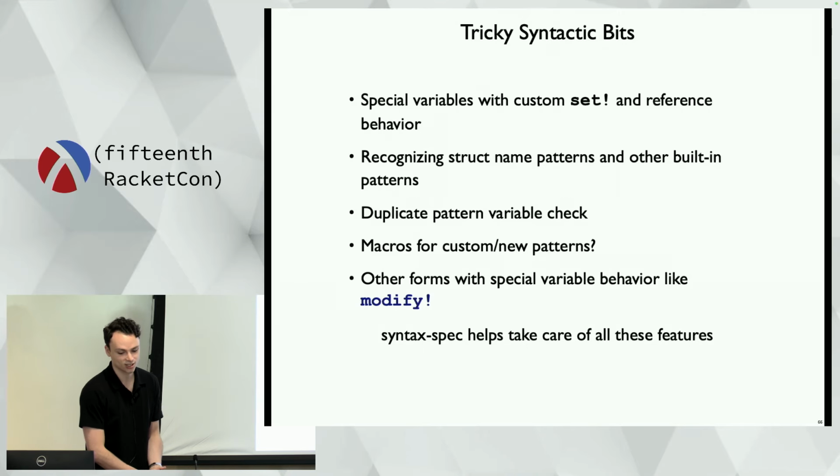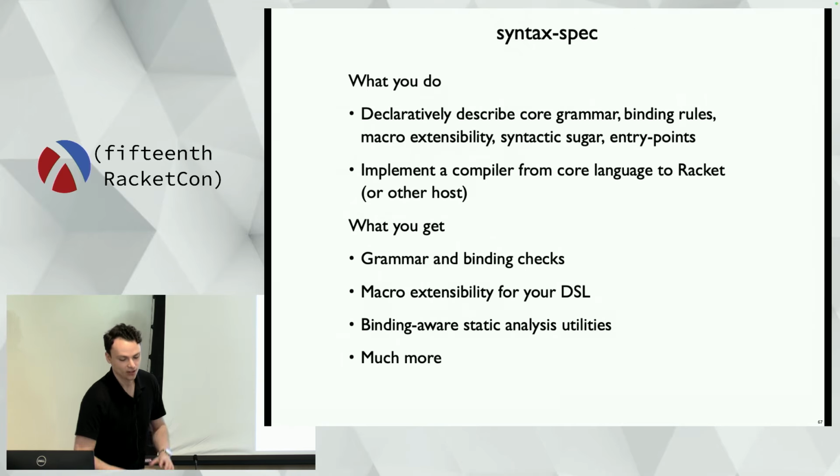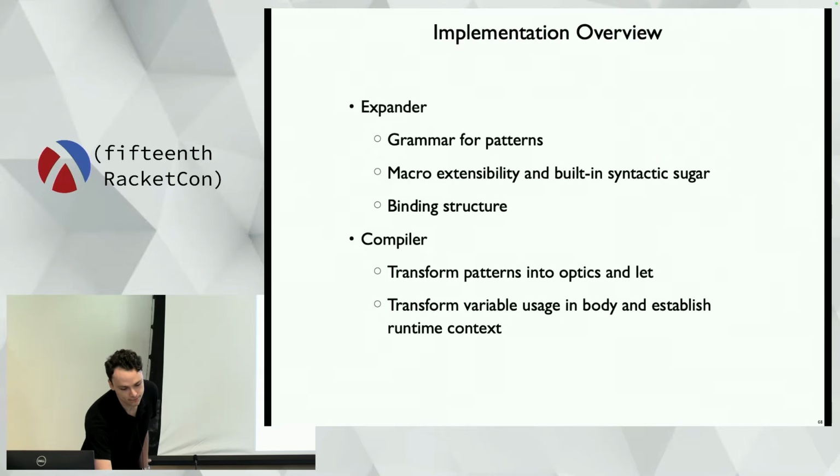Luckily, there is a tool called syntax spec, which helps us take care of all of these things. So I'm going to briefly give an overview of syntax spec. Michael will talk about it a lot more tomorrow. But basically what you do is declaratively describe the core grammar of your language, binding rules, macro extensibility, all that stuff. And you implement a compiler which translates your language to Racket, which is just one big macro, basically. And then you get all of these nice things for free.